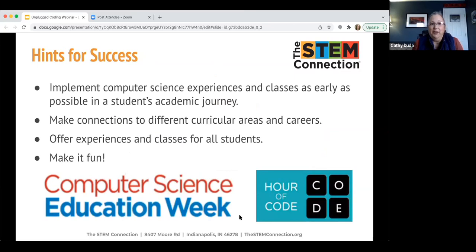So we talked about the hints for success. Implementing computer science in class as early as possible, because students are exposed to it so early. Like I say, I work with preschoolers. They know way more than I do about computers. Matter of fact, by the time they get to middle school. But I also stress to them, it's revolving. It changes constantly.